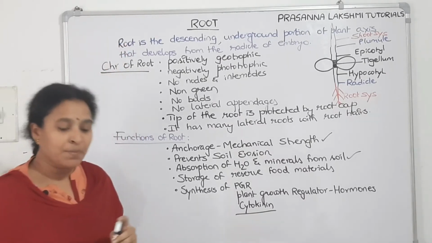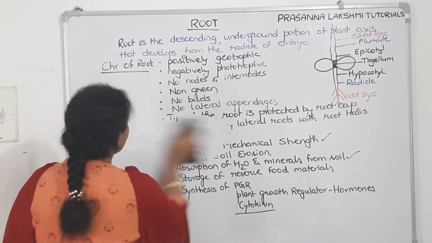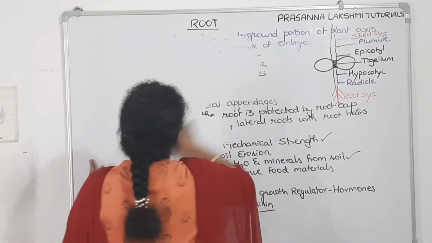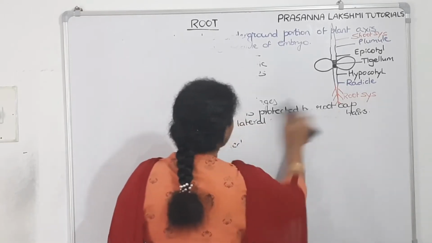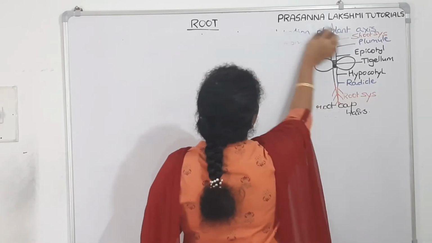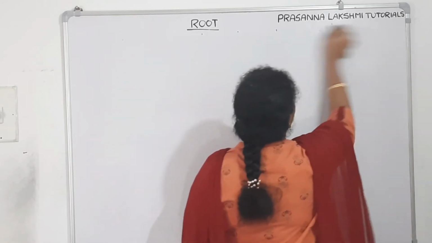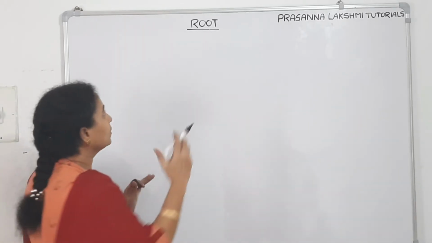Okay, now let us see the types of the root. So we can categorize the roots into 2 types. One is called taproot, the other one is called fibrous root. We are talking about flowering plants, angiosperms. Angiosperms are divided into 2 classes. The 2 classes are dicotyledonae and monocotyledonae. Now we tell the types of roots.